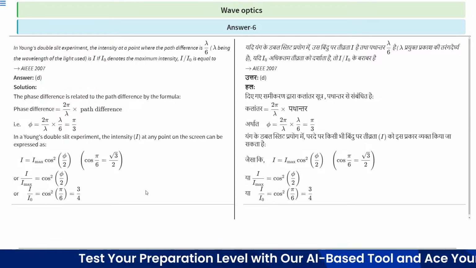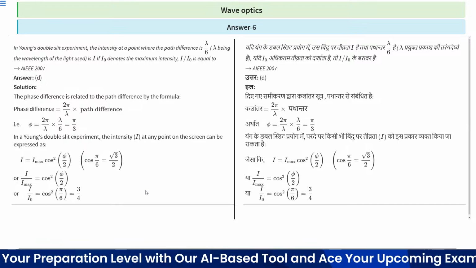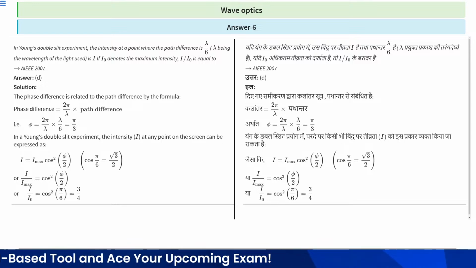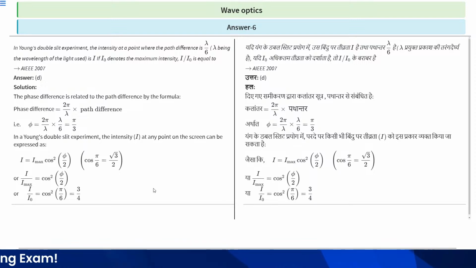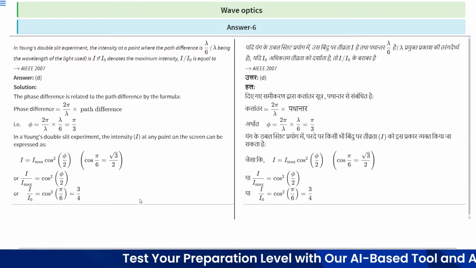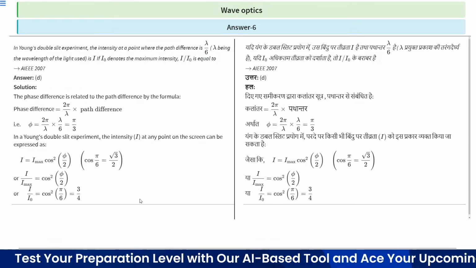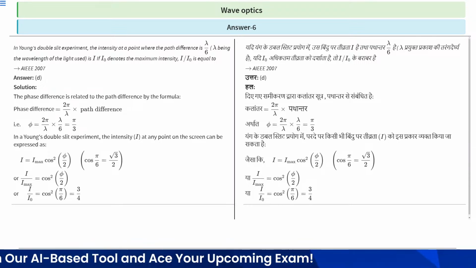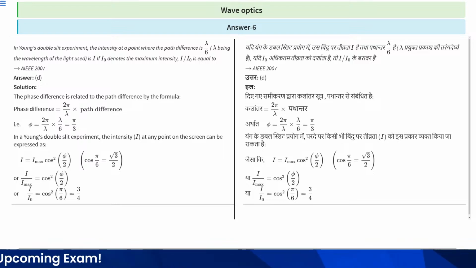In a Young's double slit experiment, the intensity I at any point on the screen can be expressed as I is equal to I max cos square phi by 2. So this is the intensity formula, which comes from the Young's double slit experiment. So we have to find I divided by I naught. So I divided by I max is equal to cos square phi by 2. This is the simple calculation.